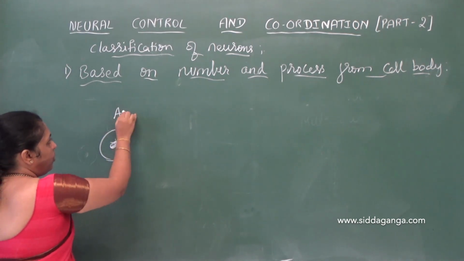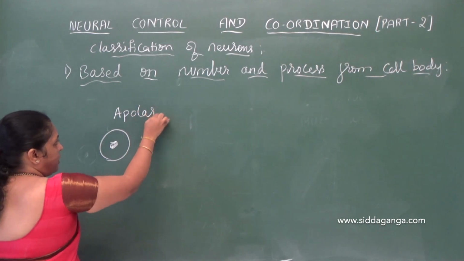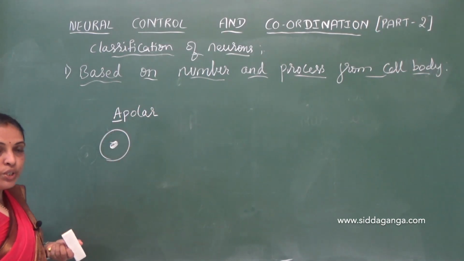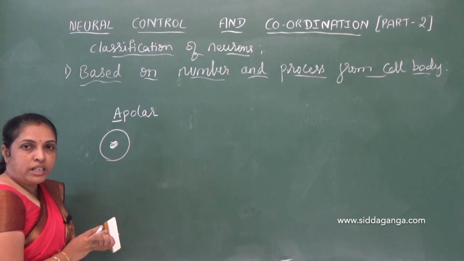What does apolar mean? Absence of processes. A means absence of processes; they don't have any dendrites or axon.